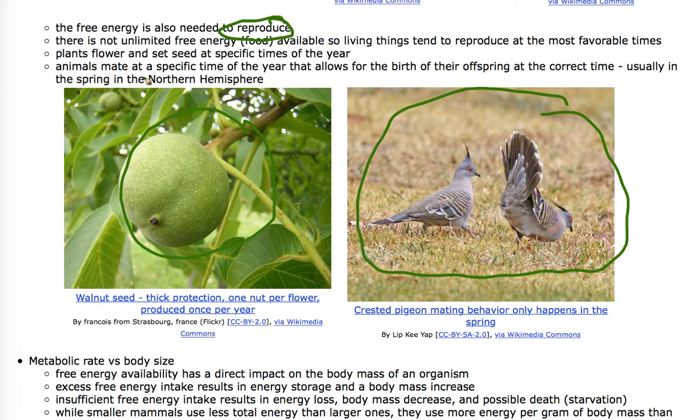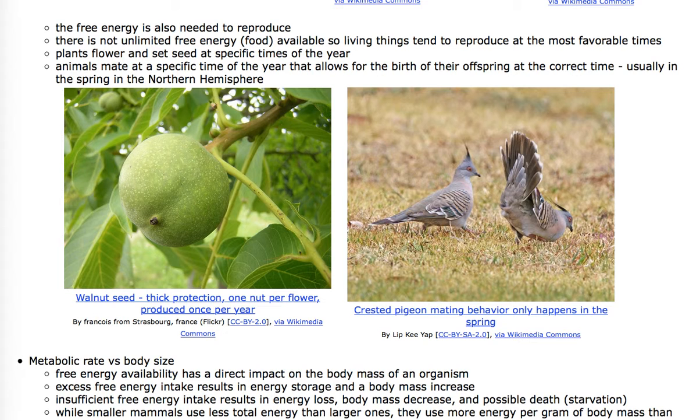Furthermore, plants flower and animals mate at specific times of the year so that their offspring will be born when there's enough free energy available to allow them to live. Deer, for example, will mate in November. The females will give birth in June, just when there's a lot of abundant foliage on the ground for the fawns to eat. If babies were born in the winter, the fawns would die because they would starve to death. There's really not enough to eat then.